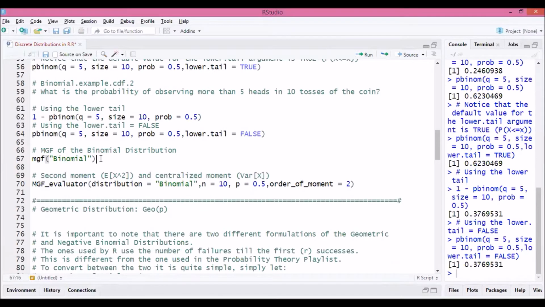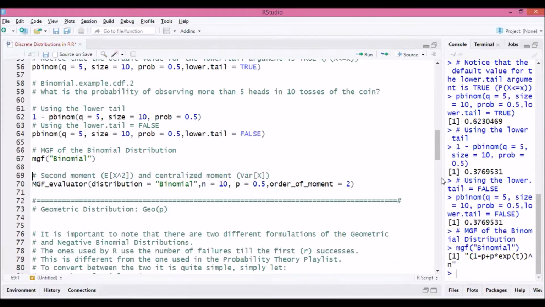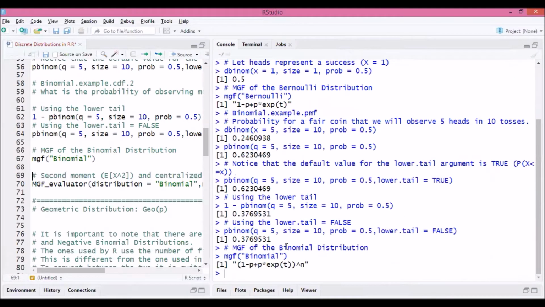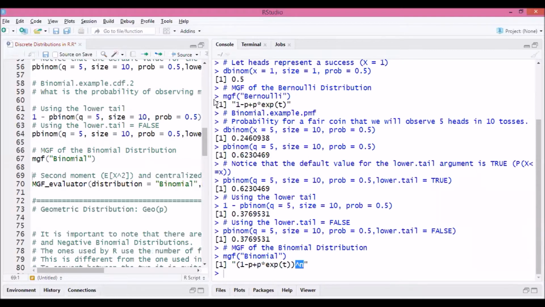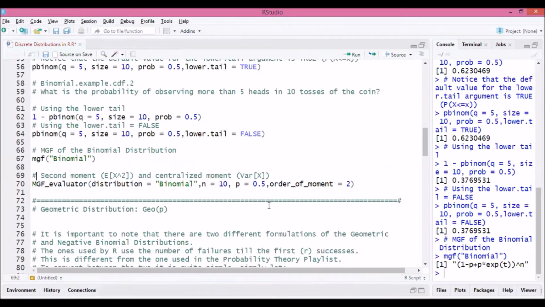You just need to specify the distribution is binomial, then it will give you the moment generating function of the binomial distribution, which is (1 minus p plus p e to the t) to the power of n, which we see is the same as the moment generating function for the Bernoulli distributed random variable, but to the power of n. And if n is 1, then we see that the binomial in fact becomes the same as the moment generating function for the Bernoulli.